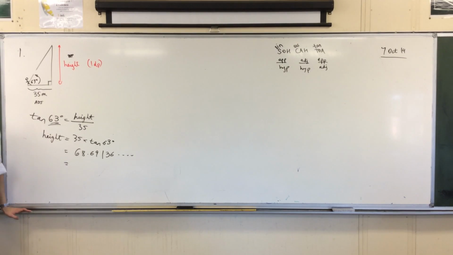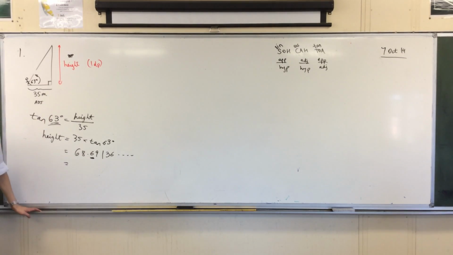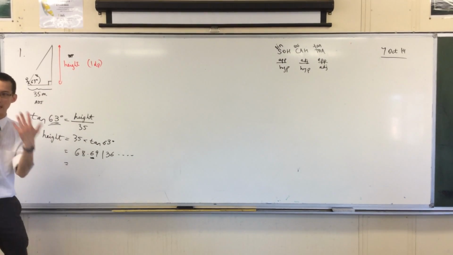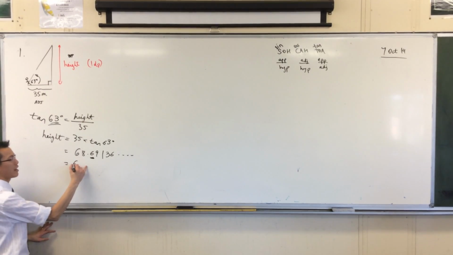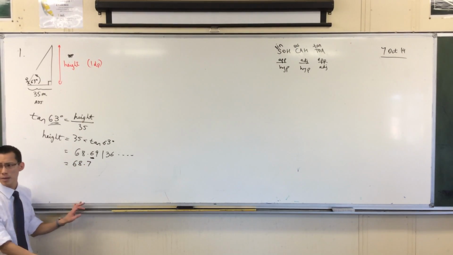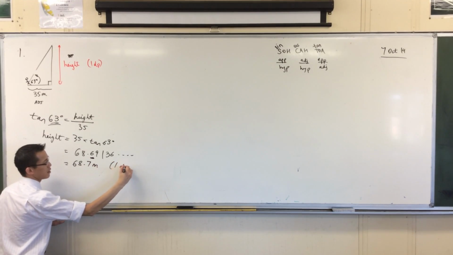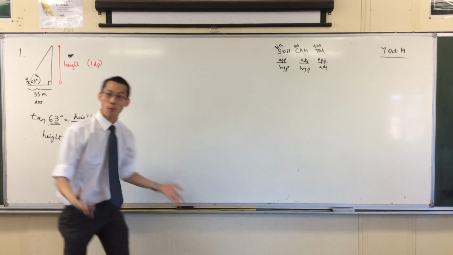So now I need to round to 1 decimal place. It's this one, the 6. Does it go up to 7 or does it stay as a 6? Why does it go up? It's because of the next number, which is clearly higher than 5, so it's closer to 7. What units are we in? Centimeters, kilometers, meters. Meters to 1 decimal place. That wasn't so hard.